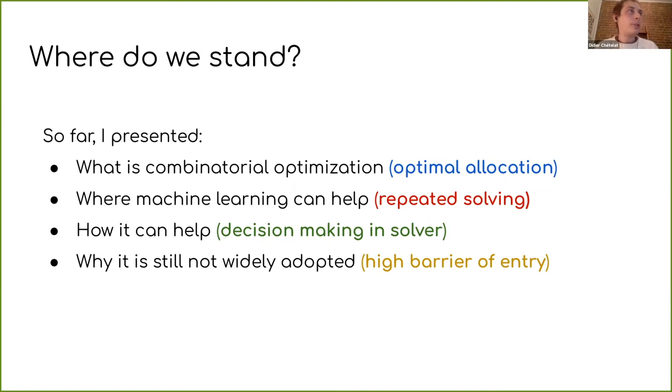Okay, so I might give a summary here so far of what we've done. So what is combinatorial optimization? We've seen it's basically optimal allocation problems. Where can machine learning help? Well, when you're repeatedly solving them, which often happens in industry. How can it help? Well, because when you're solving these problems, you're doing sequential decision making inside the solver, in the algorithms. And why has it not been widely adopted yet in industry, at least? There's just a high barrier of entry for these kind of problems.